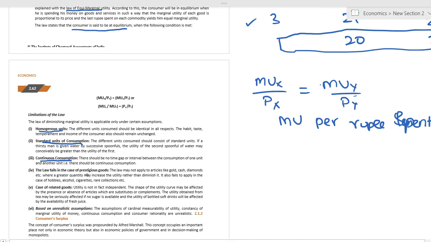This law fails in the case of prestigious goods. If there's any prestigious good that you're buying, like gold, cash, diamonds. If you're buying gold or diamonds, obviously your satisfaction will be high only. Your marginal utility will be high. It will not decrease the second time when you buy gold or diamond because they will increase in value. Also, it applies in the case of hobbies, alcohol, cigarettes, rare collections.